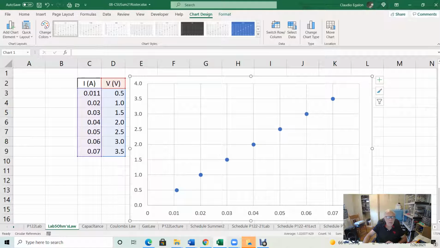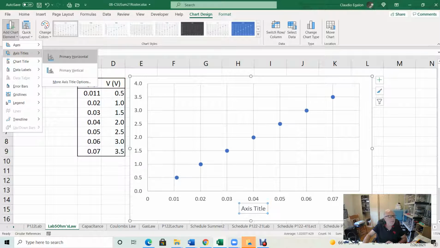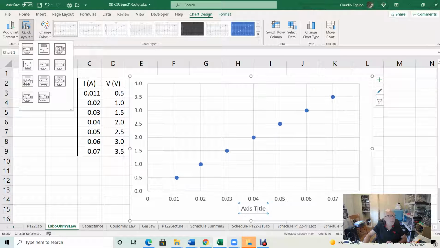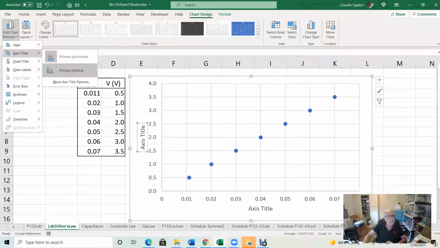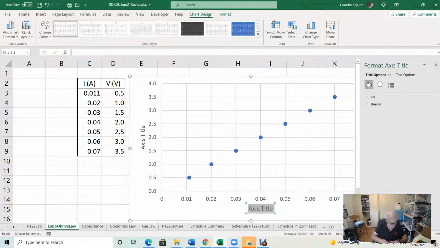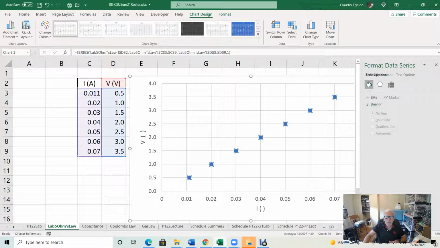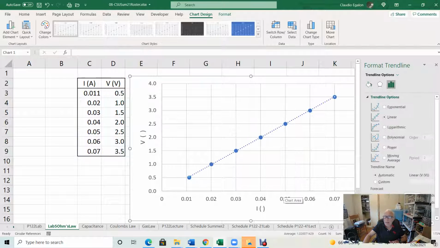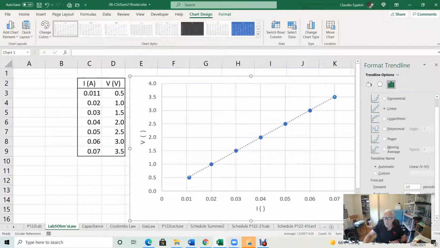So let's go ahead. Don't forget to put all the chart elements, axis title, right? Here you go. This one here, axis title, primary vertical, and so on. I put the unit, V, put the unit. And what else do you have to do? You have to put the trend line. Linear, display equation on chart, display R squared on chart. Here you go.